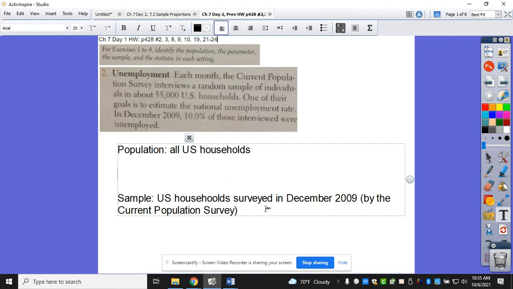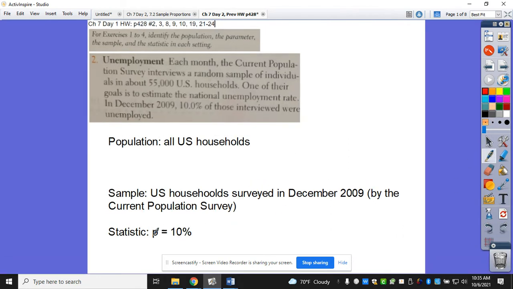Is that a parameter or a statistic? Because it's saying of those interviewed, so it's just these that were surveyed. So our statistic is what symbol? P hat, 10%, 0.1, whichever way you want to call it. Is it a probability because it's a percentage? Essentially, yes.